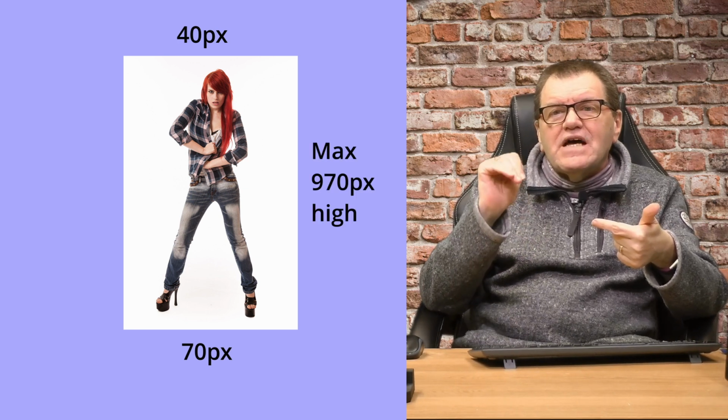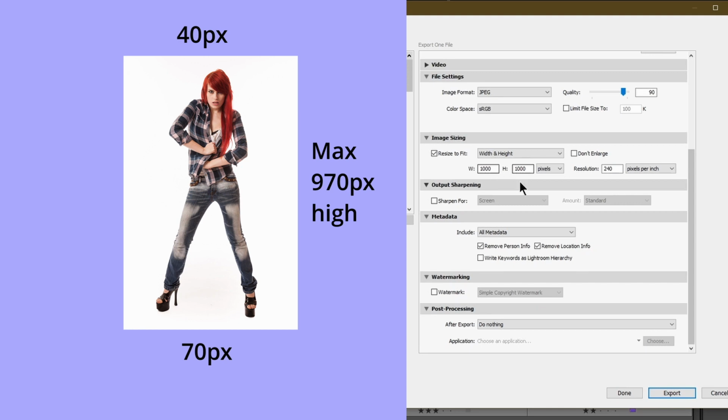For the height, it's going to be 40, and not 40 at the bottom, but I'm going to say 70 at the bottom, so I've got space to put that caption in. So that's 110 pixels. That means the maximum height I can use for the image is 970 pixels. So let me put that in there.